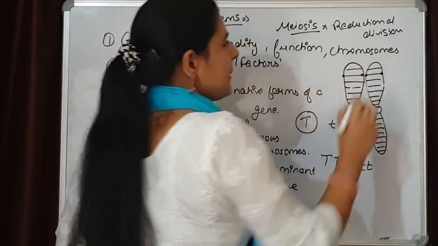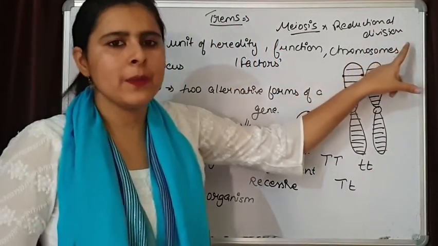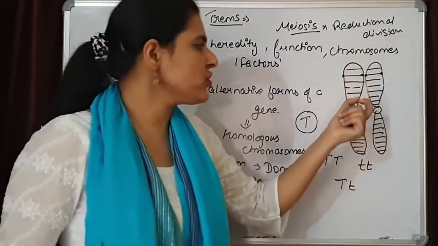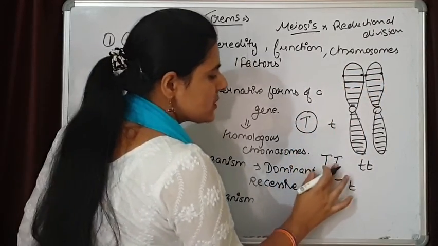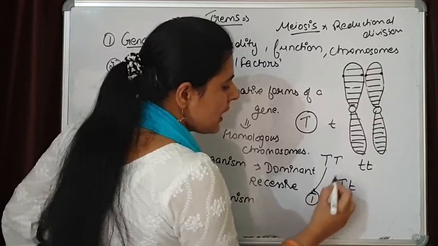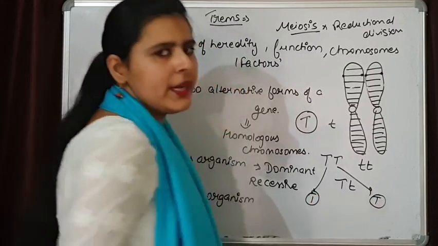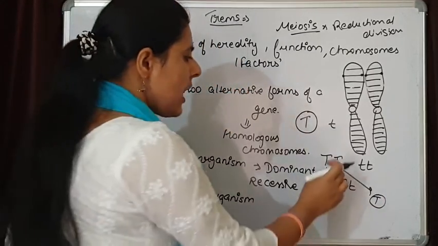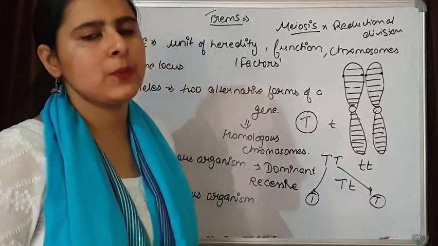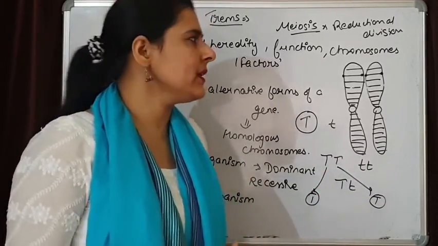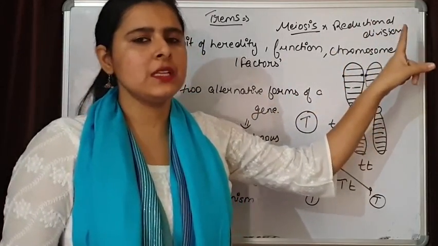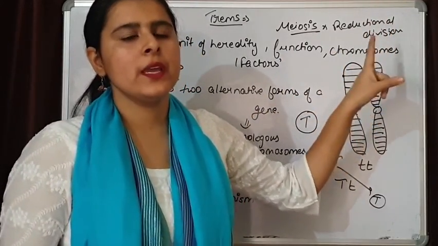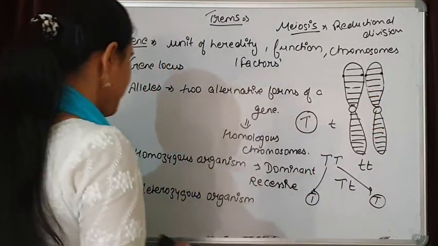So during gamete formation, meiosis is taking place, and because of the separation of these homologous chromosomes, the alleles, suppose if this was the situation, both the alleles are going to move into different gametes. This is how the law of segregation is taking place, and this is basically taking place because of meiosis, or you can say reductional division, that is taking place during gamete formation.